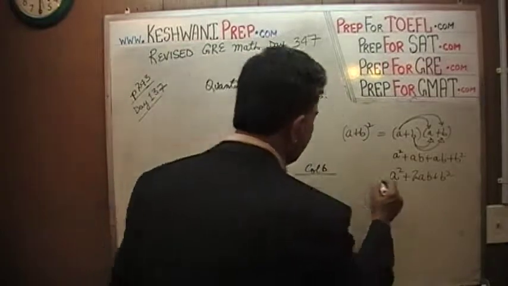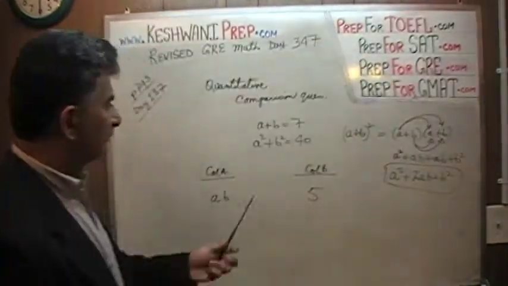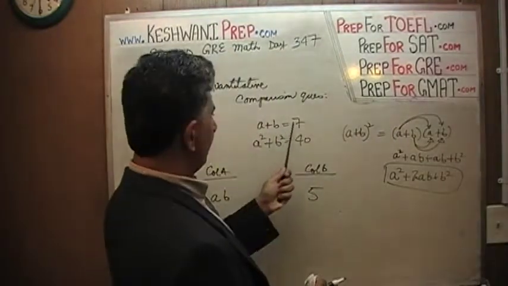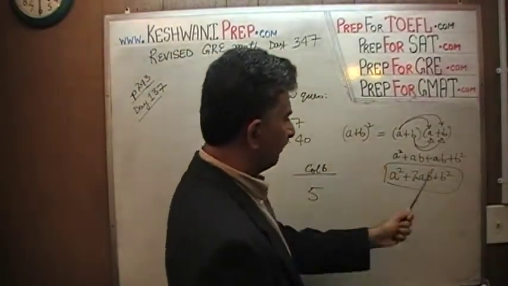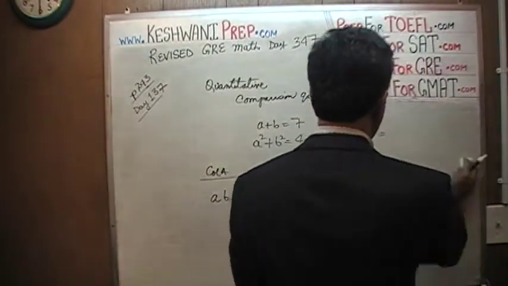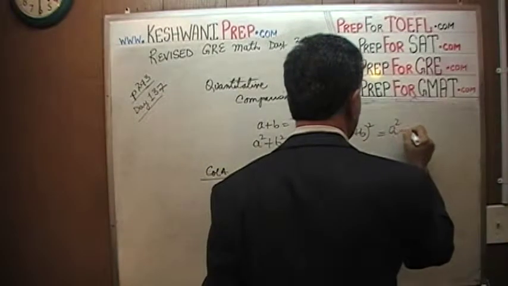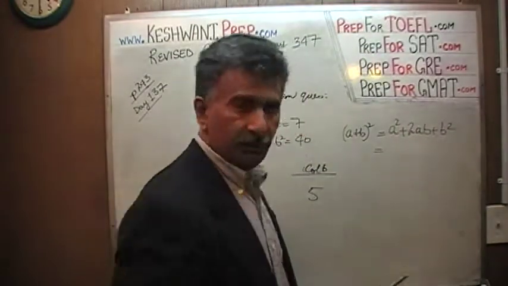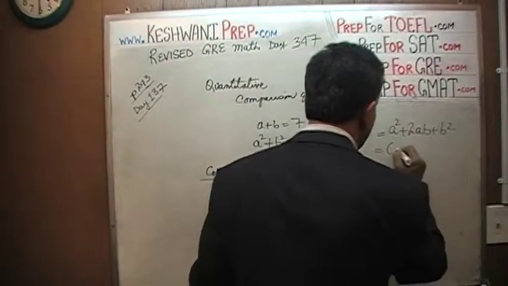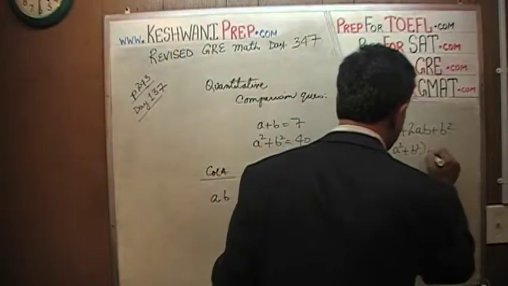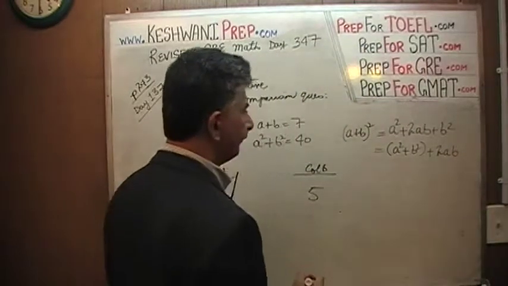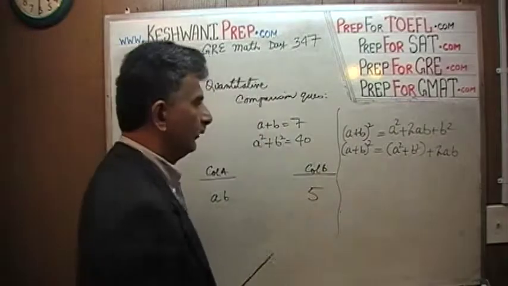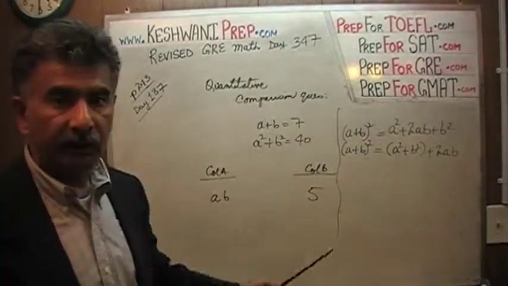And this is something we have to know. Without this, we cannot solve this problem. So let's do it then. So we know that a plus b whole squared equals a squared plus 2ab plus b squared, which obviously can be written as a squared plus b squared plus 2ab. And this is simply a plus b whole squared. All we have to do now is plug in the values and solve for a times b.